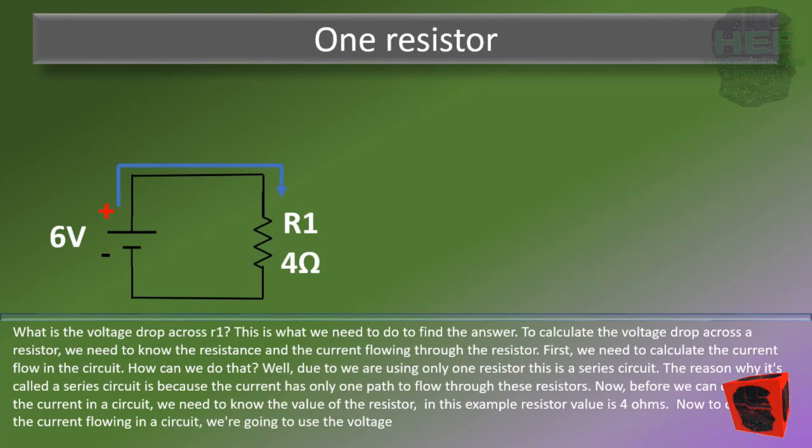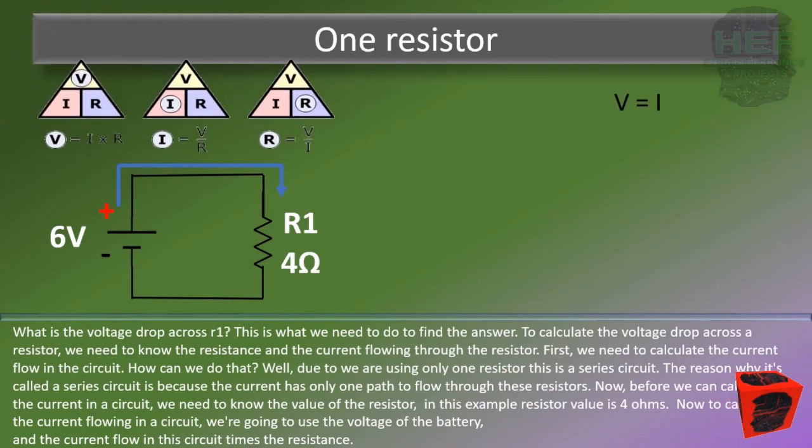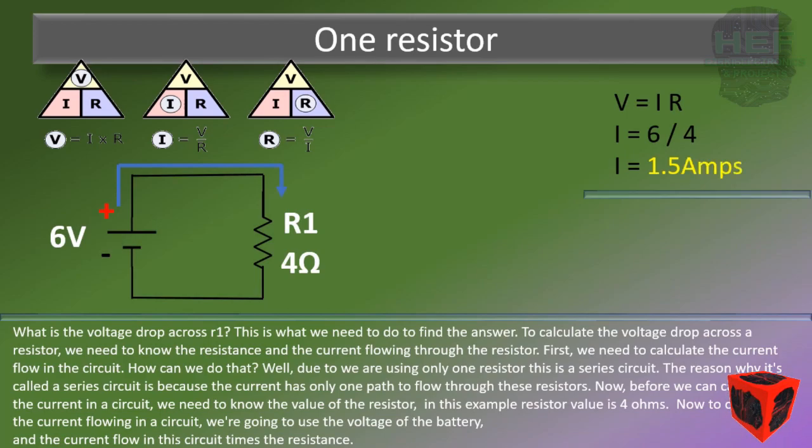Now, before we can calculate the current in a circuit, we need to know the value of the resistor. In this example, the resistor value is 4 ohms. Now to calculate the current flowing in a circuit, we're going to use the voltage of the battery, which equals the current flow in this circuit times the resistance. This comes from Ohm's law, V equals IR. The voltage of the battery is 6 volts. The resistance is 4. 6 divided by 4 is 1.5. So the current flow in this circuit is 1.5 amps.